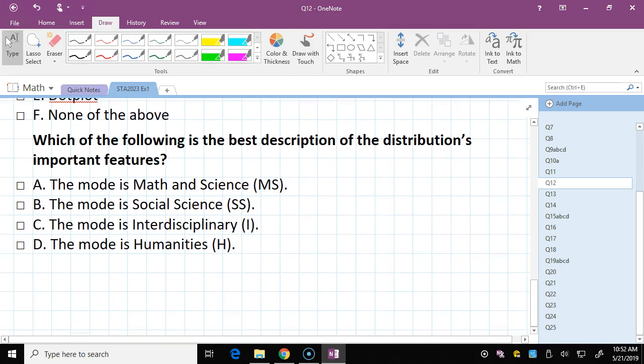Which of the following is the best description for the distribution? The mode is math and science, the mode is social science, the mode is interdisciplinary, the mode is humanities. Humanities, because that was the largest bar, right? There you go. That's what was typical.